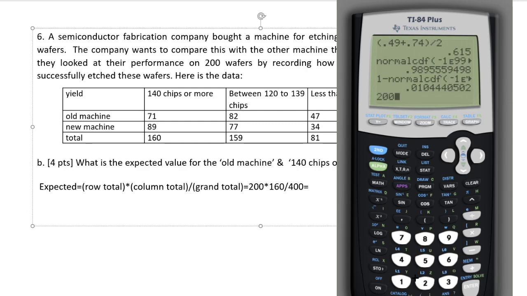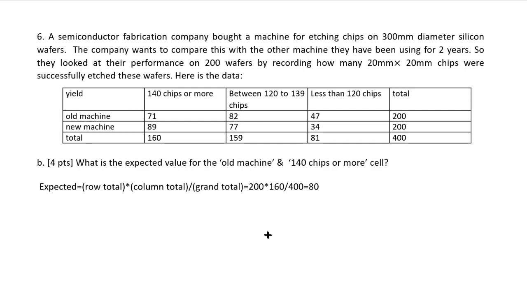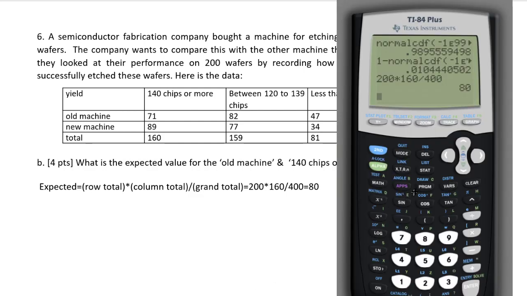200 times 160 divided by 400, and that gives you 80. So that 80 is the expected. Now there is another way to figure this out without using the formula, so I want to introduce you to that. And the way you do it is first go to matrix, and you can edit.